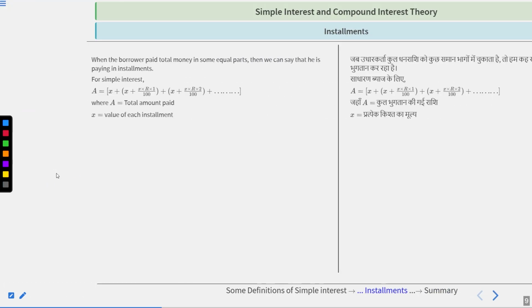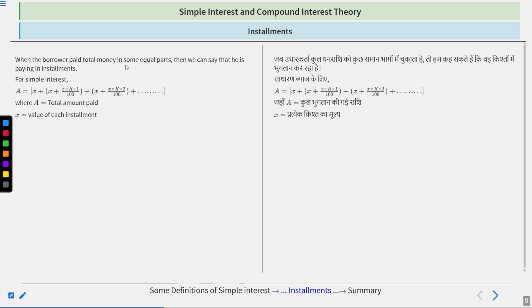Clear? Next, when the borrower pays the total money in some equal parts, then we can say that he is paying in installments. Clear? What is the installment formula? So what will be the formula of simple interest installment? A equals x plus xr multiplying by 1 upon 100, plus in the same way x plus xr multiplying by 2 upon 100 and so on, where A represents the total amount and x is the value of the installment. Clear?